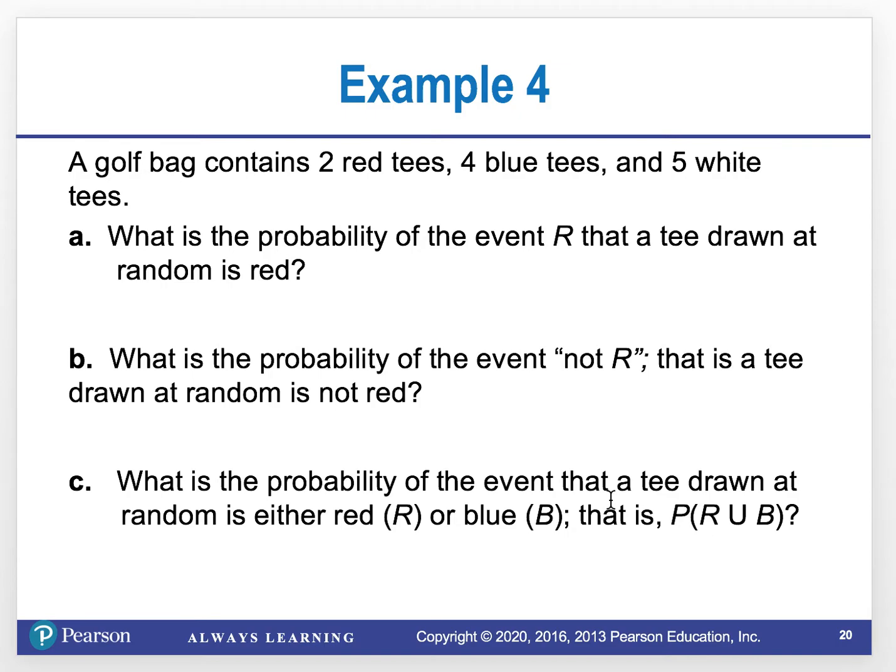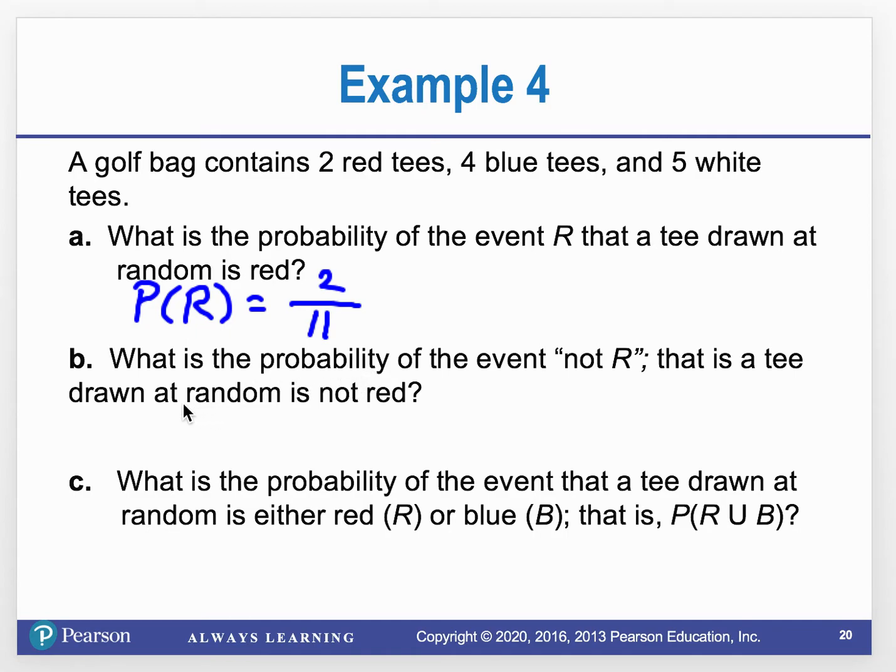Okay, a golf bag contains 2 red tees, 4 blue tees, and 5 white tees. What's the probability of the event R, that a tee drawn at random is red? So the probability of R, this is our notation, is my bottom number for all these questions is going to be my sample space. So 4, 5, 6, and 5 is 11. And my top number, I just got to see, well, what am I asking about? Red. There's 2 red ones.